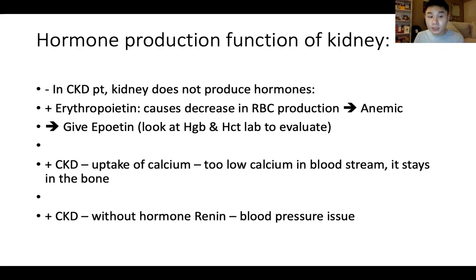So what do we do in this situation? We give a medication called epoetin. In order to evaluate if this medication is working, we have to look at the hemoglobin and hematocrit labs. Epoetin is basically a medication that acts like erythropoietin, okay? And therefore will lead to a stimulation of the bone marrow and lead to a production of red blood cells. So in CKD, the problem is with uptake of calcium, too low calcium in the bloodstream.